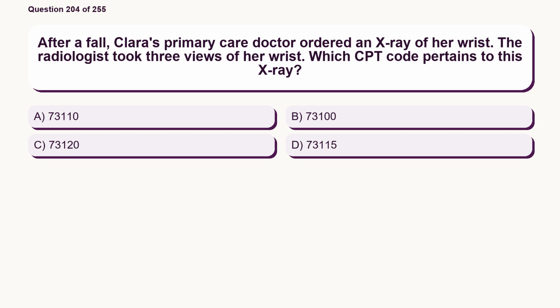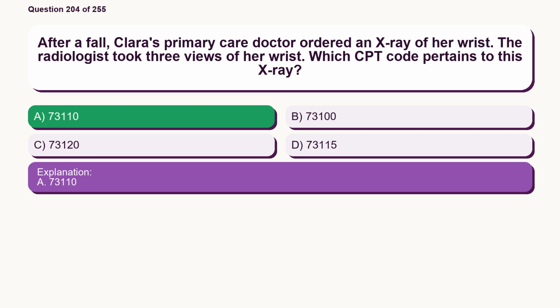Question 204. After a fall, Clara's primary care doctor ordered an X-ray of her wrist. The radiologist took 3 views of her wrist. Which CPT code pertains to this X-ray? Option A, 73,110. Option B, 73,100. Option C, 73,120. Option D, 73,115. The correct answer is option A, 73,110. A, 73,110.